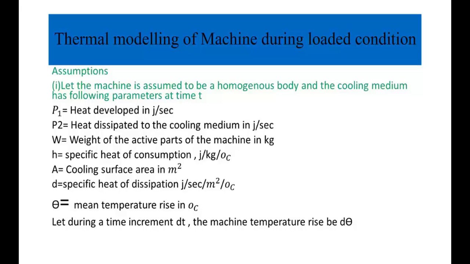Some assumptions we have taken: the machine is assumed to be a homogeneous body and the cooling medium has the following parameters at time t. P1, heat developed in joule per second. P2, heat dissipated to the cooling medium in joule per second. W, weight of the active parts of the machine in kg. H, specific heat of consumption in joule per kg per degree centigrade. A, cooling surface area in meter square. D, specific heat of dissipation in joule per second per meter square per degree centigrade. Theta, mean temperature rise in degree centigrade. Let's assume that in time dt there is an increase in temperature of the machine, d theta.